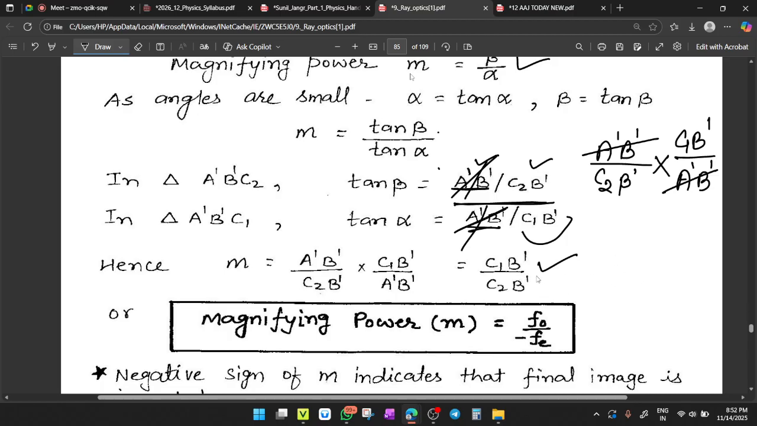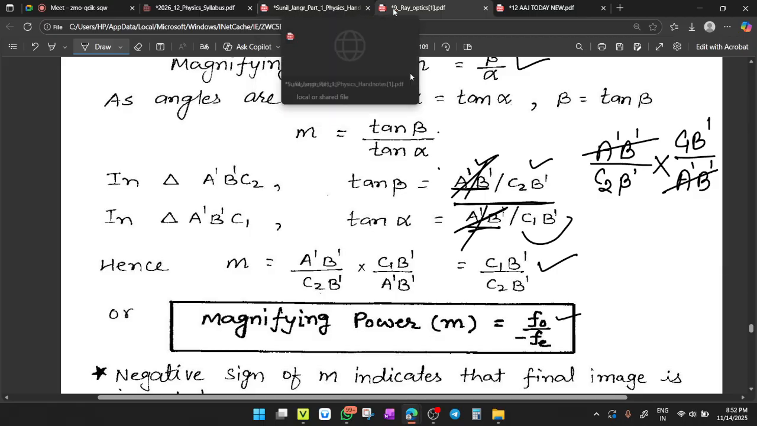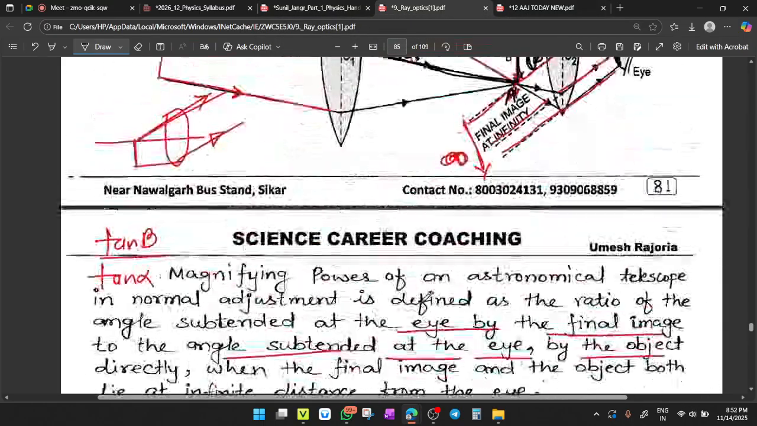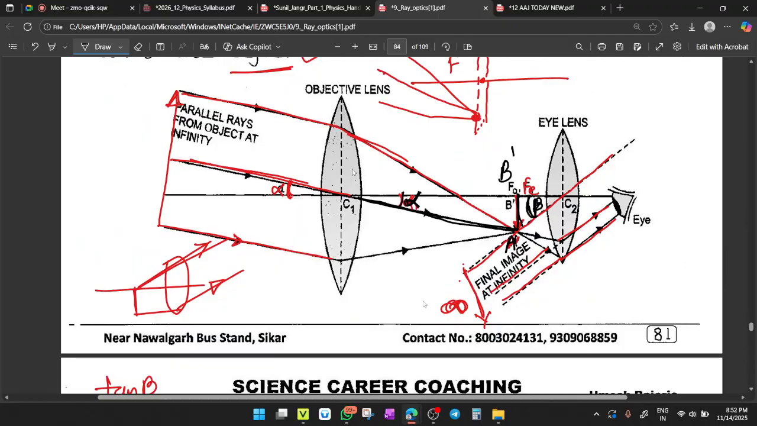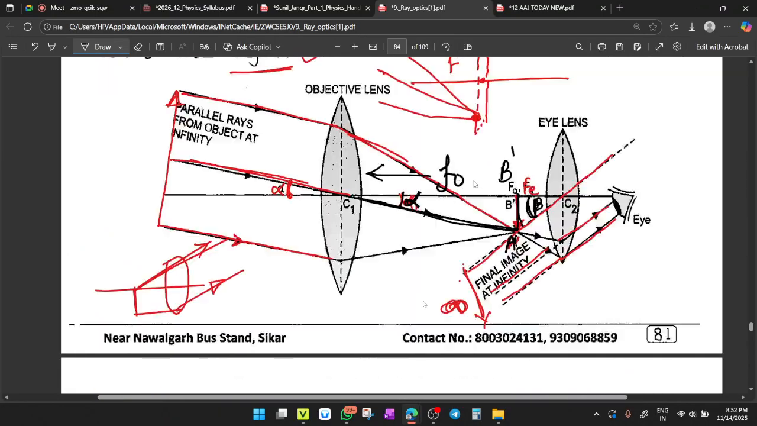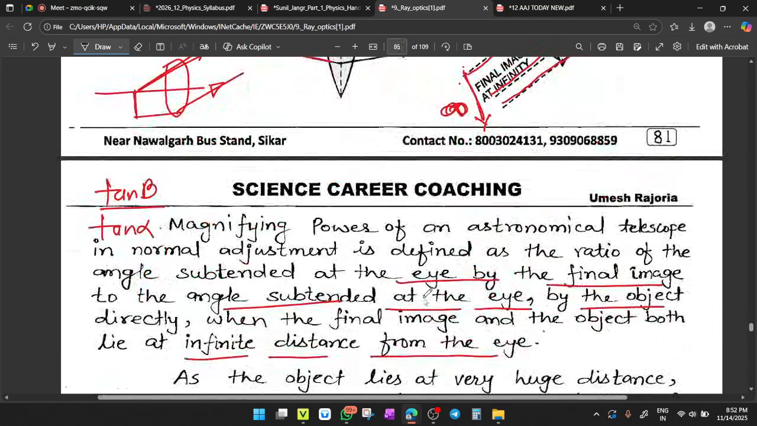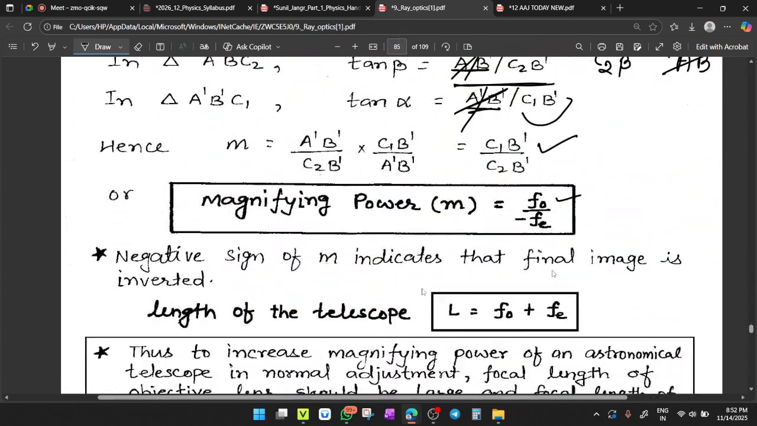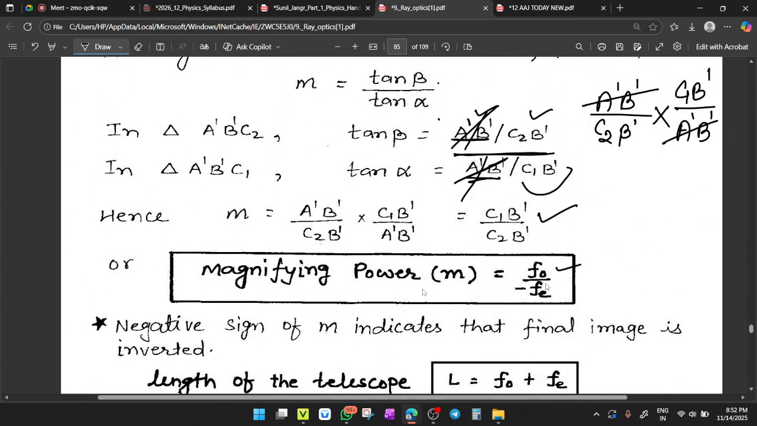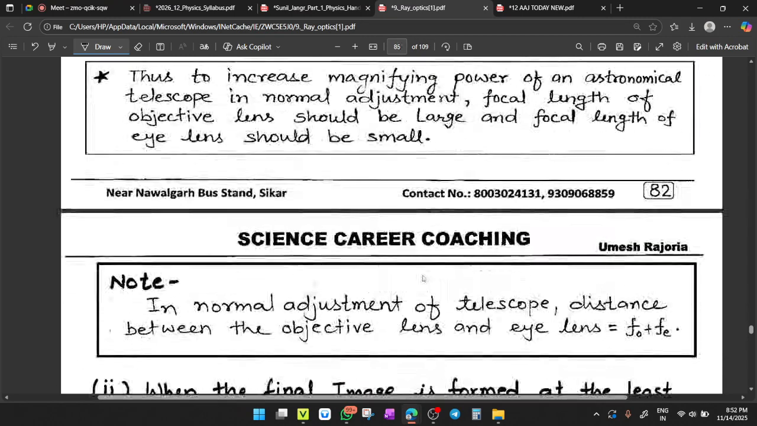Now, what is C1 B'? C1 B' is the focal length of the objective lens. You see, your image is formed on the focal plane, so C1 B' equals fo. And C2 B' equals fe. So this is equal to fo upon fe. Now fo is positive and fe is negative, so the magnifying power for normal adjustment equals fo upon minus fe. Clear or not clear?